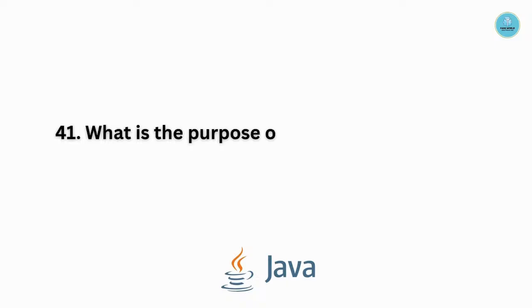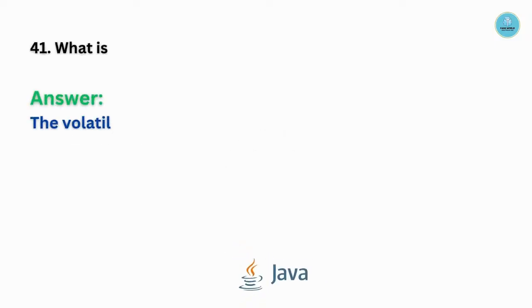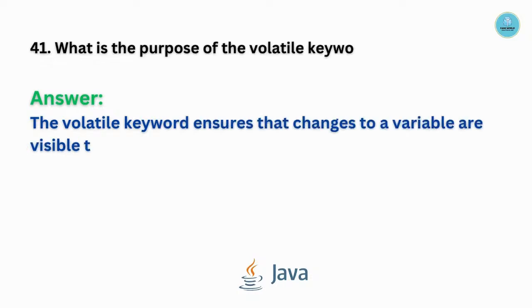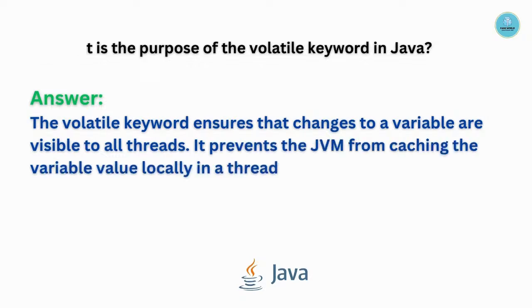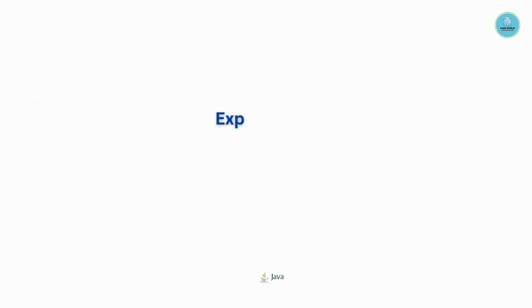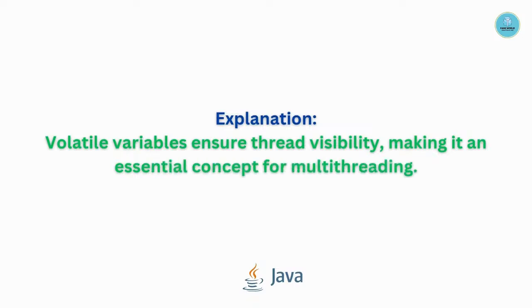What is the purpose of the volatile keyword in Java? The volatile keyword ensures that changes to a variable are visible to all threads. It prevents the JVM from caching the variable value locally in a thread. Example is as follows. Volatile variable ensures thread visibility, making it an essential concept for multithreading.